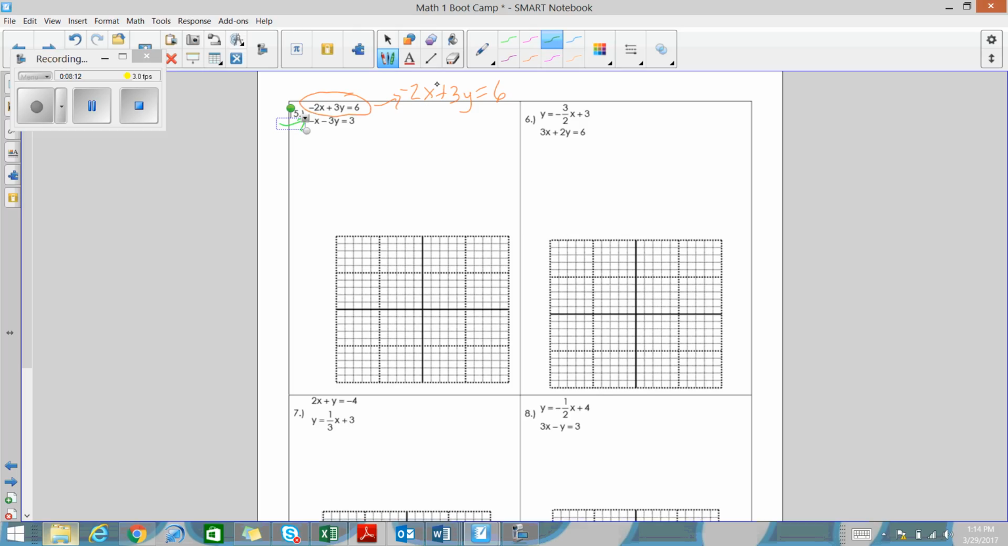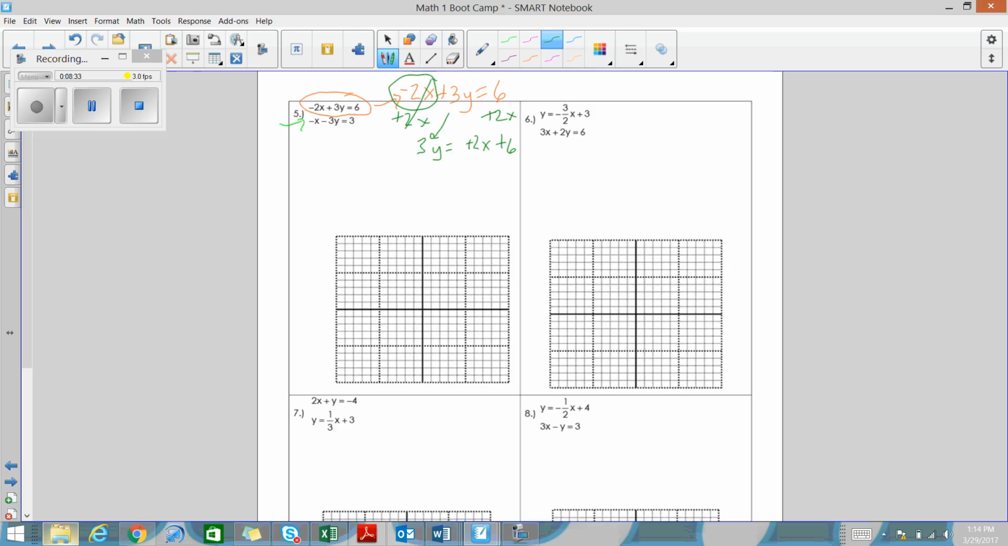So solve for y. First thing is we got to get this negative 2x to go away. So we're going to add 2x to both sides. So that goes away. So we get 3y equals 2x comes first. You always put your x first. Positive 2x because you added 2x, and then plus 6.